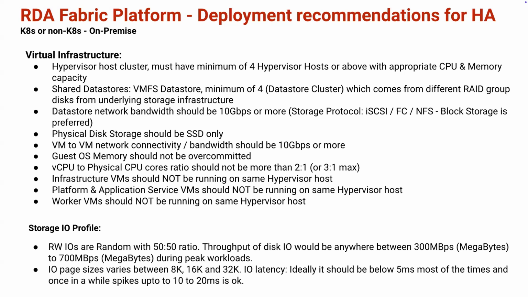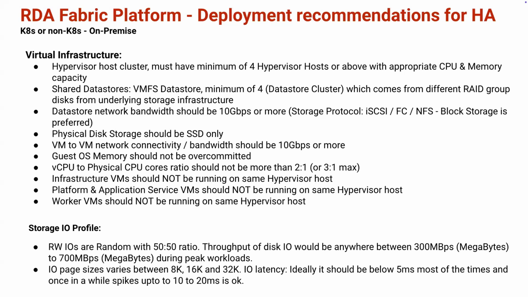When it comes to CPU overcommitment, it can be overcommitted, but the vCPU to physical CPU core ratio should not be more than 2:1 or max 3:1. Again, it is subjective to the type of workload and the amount of data the platform needs to process for addressing the AIOps use cases.